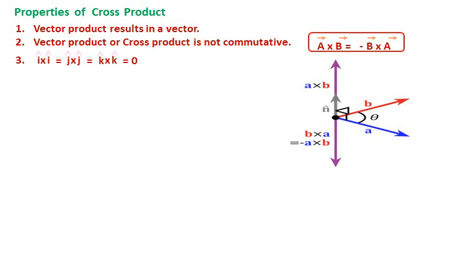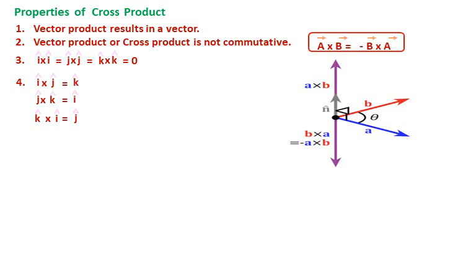Vector product of unit vector i with itself is 0 because it will be equal to the magnitude of i cap, that is 1, multiplied by another i cap magnitude, that is also 1, and into sine of the angle between i cap and i cap, that will be 0, and sine 0 is 0, so the value will be 0. And similarly j cross j and k cross k.